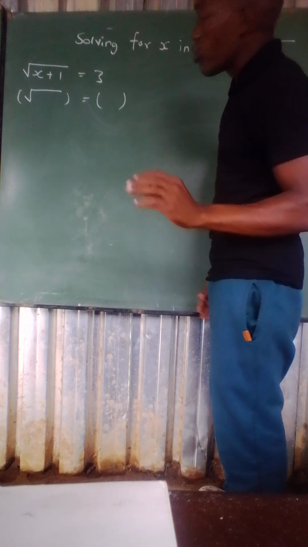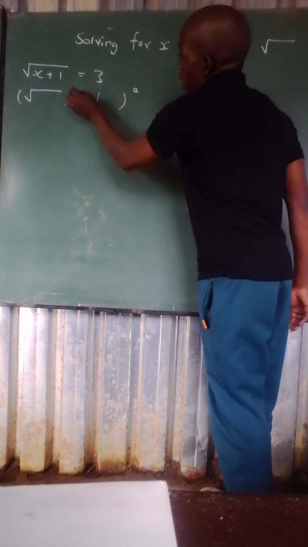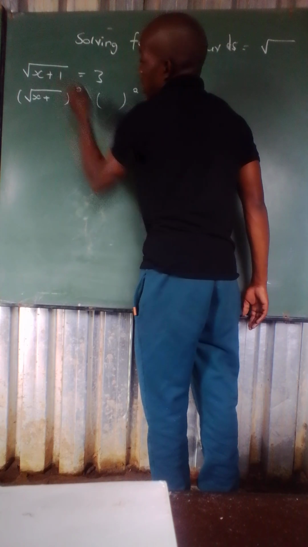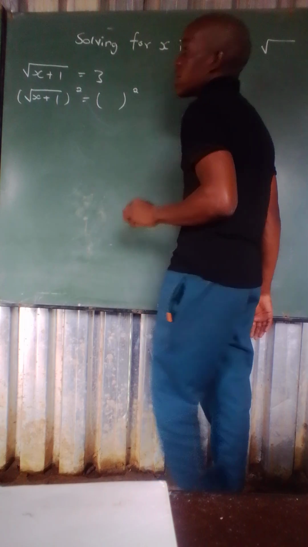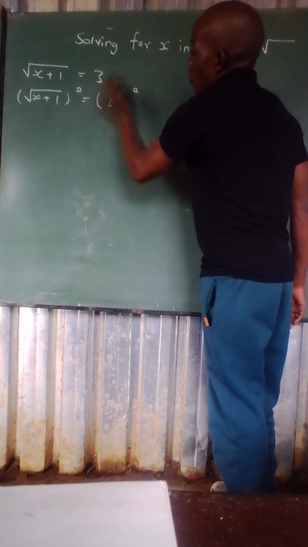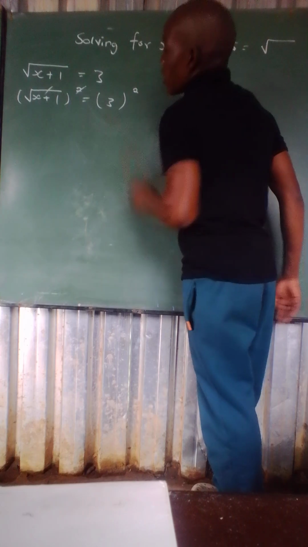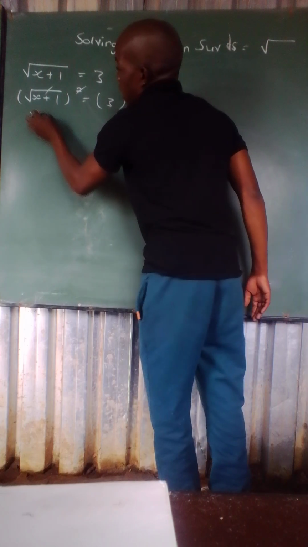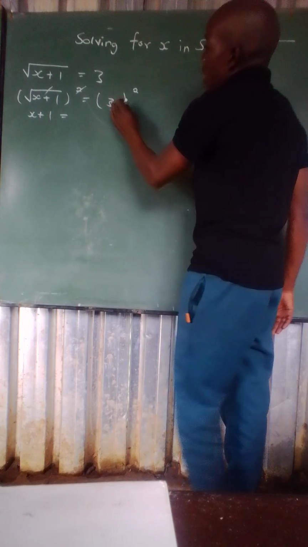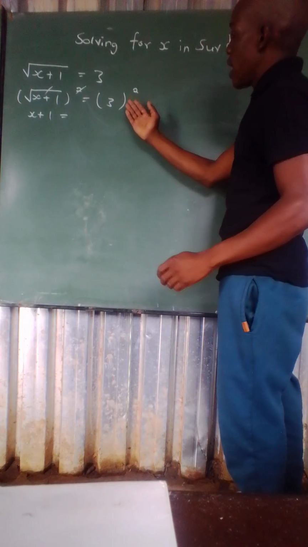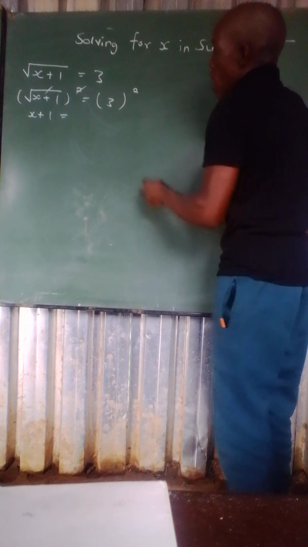Then after opening two brackets on both sides, square the brackets, and inside the square root write the expression that you were given, which is x plus 1. Then you also write 3. Now remember, the exponent 2 will remove the square root. Then you are left with x plus 1, which equals, remember, in exponential form you can write 9 as 3 to the exponent 2.